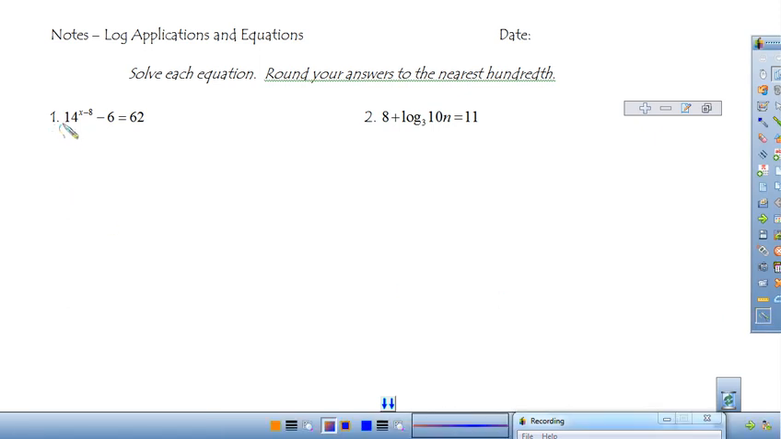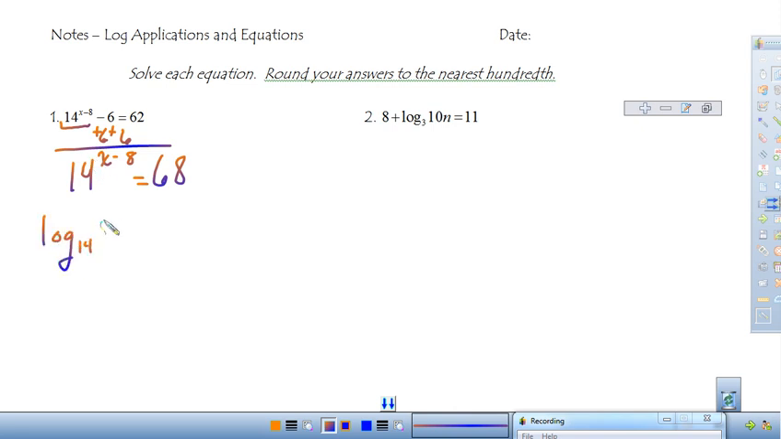So we're going to solve for the piece that has x involved. So I'm going to add 6 to both sides. 14 to the x minus 8 equals 68. And now, to get this x out of the exponent, I need to convert it to a logarithm. So, log base 14 of 68 equals x minus 8.